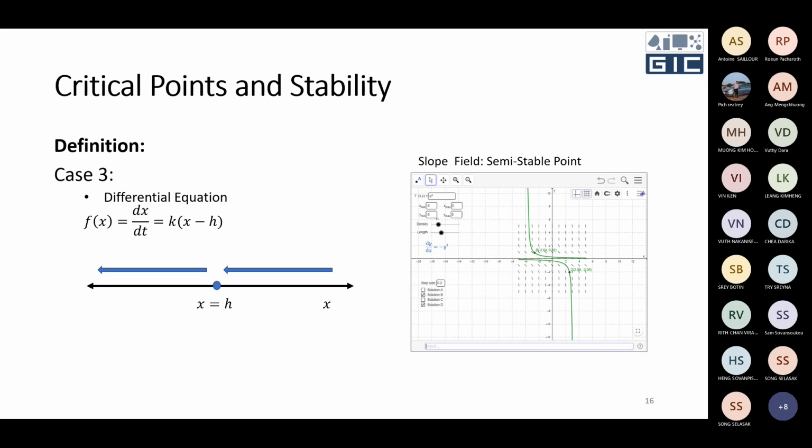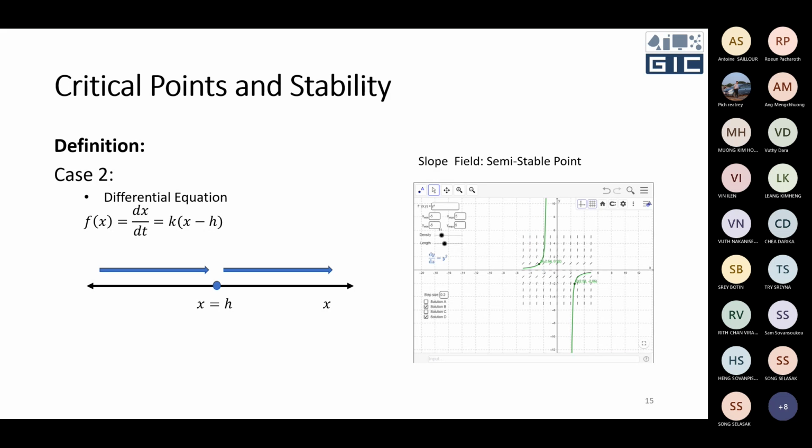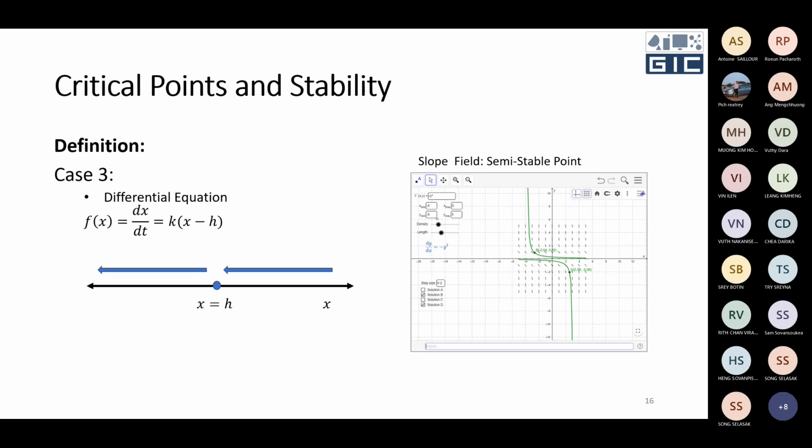So when you can construct the slope field like this figure or this figure, it means that the point you get from the differential equations is a kind of semi-stable point. The phase diagram that you can produce from this solution can be like this. So if you have two cases like that, it means that your system has a semi-stable point.